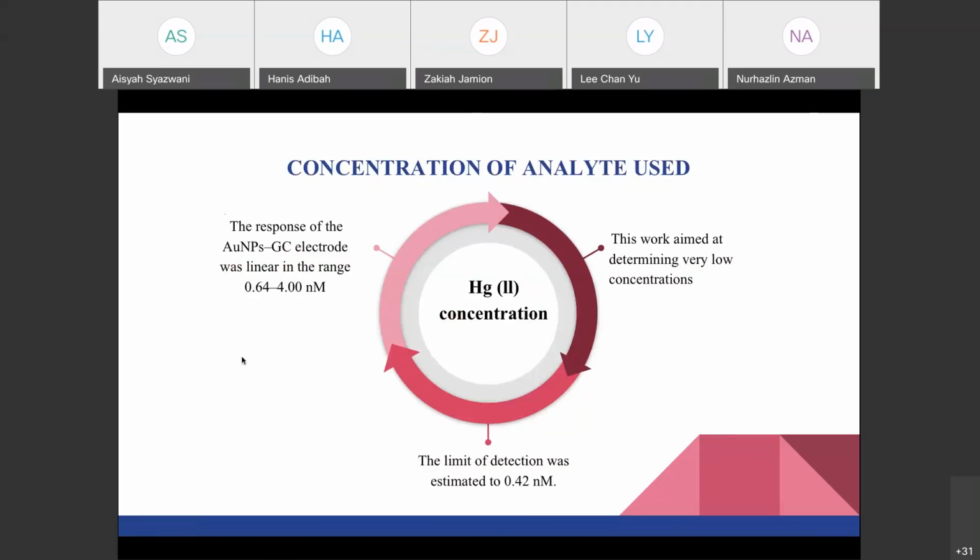Dalam journal ni dia tak spesifik pun berapa concentration goal ni, tapi dia cakap dia memerlukan very low concentration, and the limit of detection was estimated to be 0.42 nanomolar, and the response of the gold nanoparticles glassy carbon electrode was linear in the range of 0.64 until 4.00 nanomolar. Next.